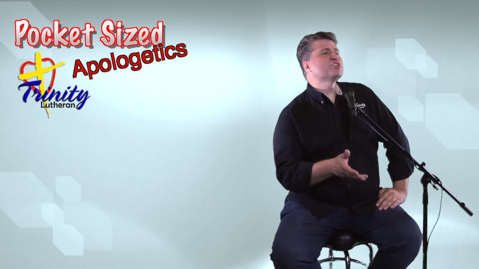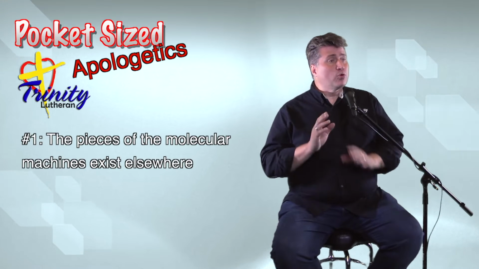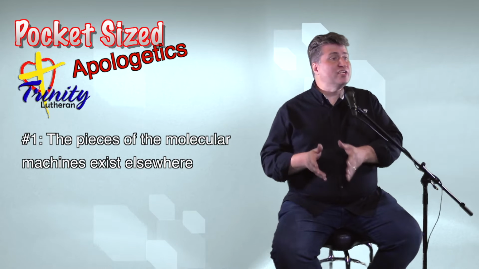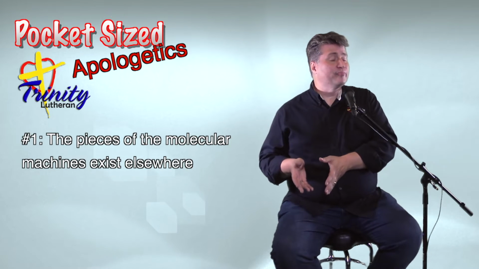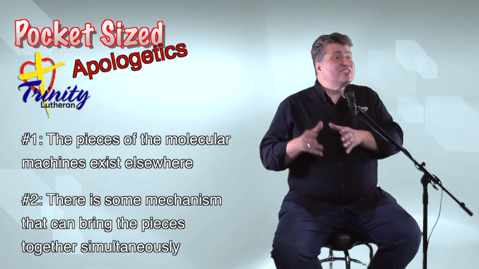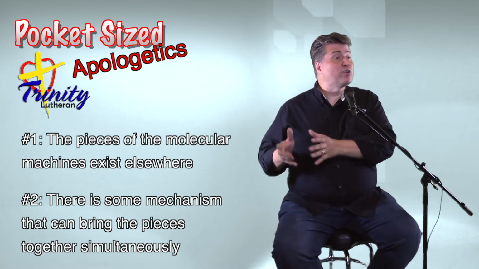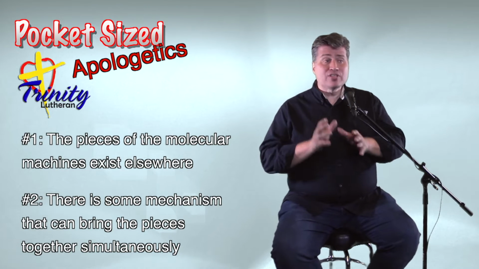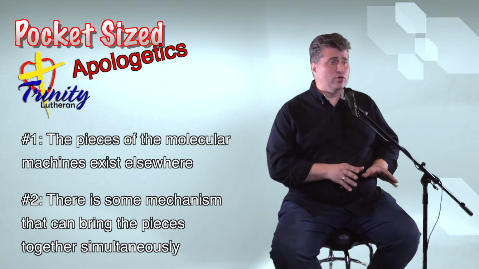So before we look at the specific evidence, let's take a look at this objection logically. In order for this theory to be plausible, what does the skeptic need to show? They need 2 things. Number 1, they need to show that the various pieces of these molecular machines exist elsewhere in the cell. And number 2, they need to show some mechanism that could take these various pieces out of whatever machine they're currently operating in and move them over all at the same time to form a different one.